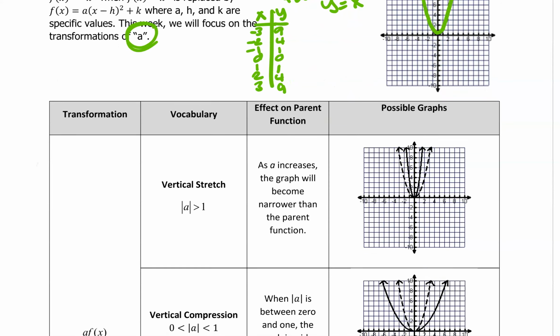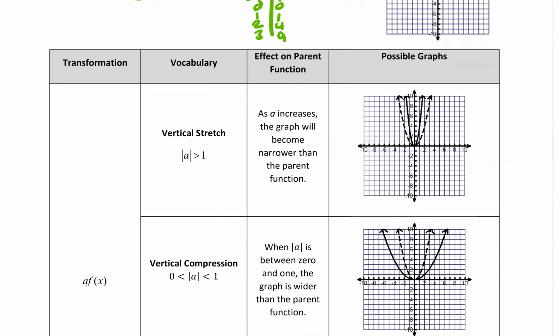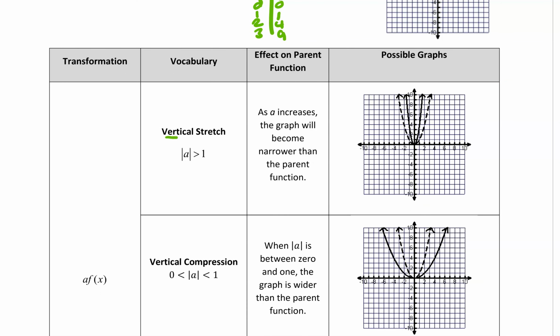So let's first talk about this transformation called a vertical stretch. A vertical stretch happens when the absolute value of a is greater than 1. Remember what absolute value means. Absolute value means always think of it in the positive form. Okay, as a increases, the graph will become more narrow than the parent function.